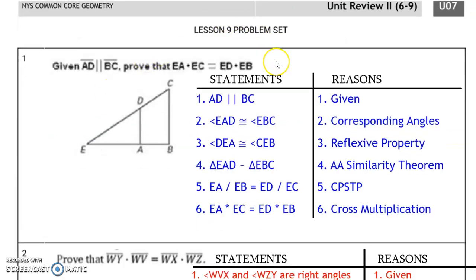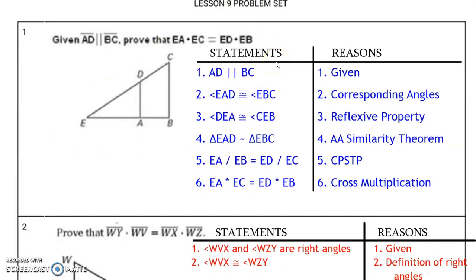This is the problem set from lesson 9. And here are the proofs. These are all proofs that require first AA similarity theorem or some other similarity theorem, then a proportion, which you can set up using corresponding parts of similar triangles are proportional, and then the last step is going to be cross multiplication. As a quick hint, these two are multiplied together, so the top of one has to be the bottom of the other, and the top of the other has to be the bottom of the first.